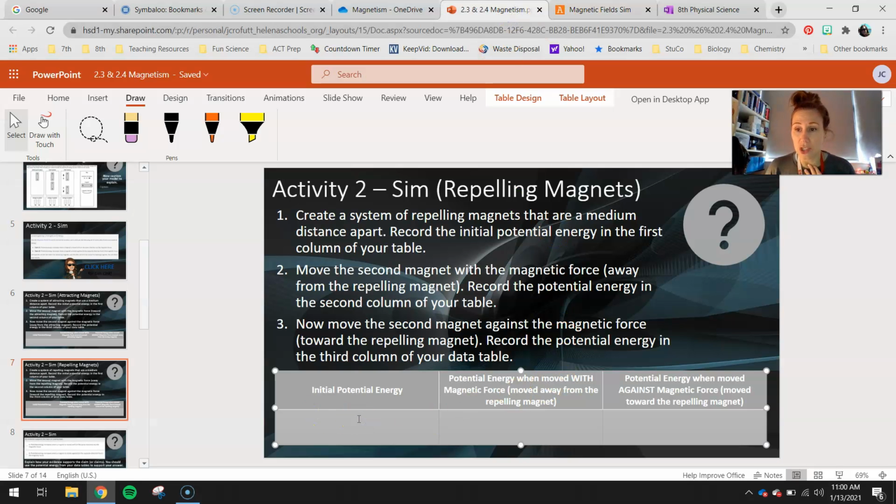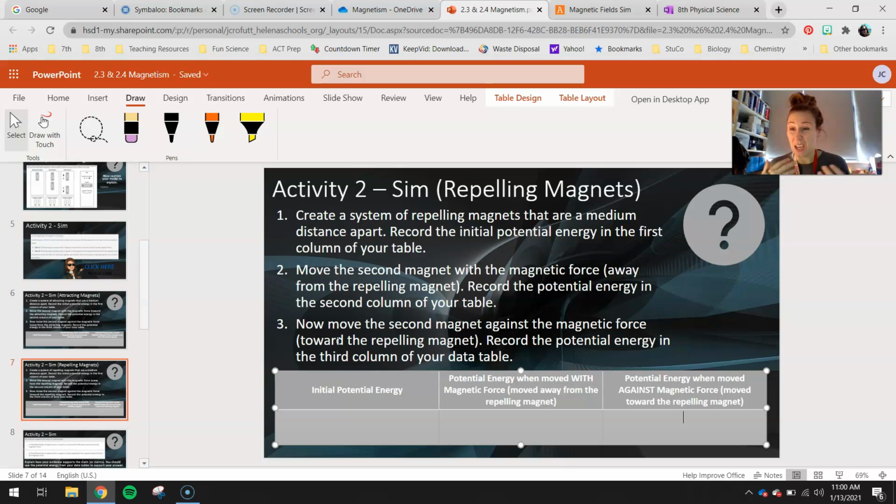So get your initial potential energy of those 2 repelling magnets. It's pretty easy just to flip one of those magnets so they're repelling. And then again, move them with, so you're going to move those magnets further apart to start and then closer together to move them against their magnetic force, and then record those 2 potential energies. And then think about it.